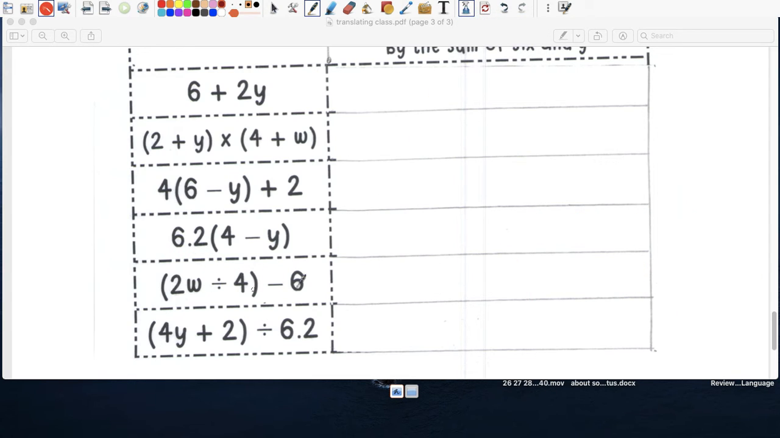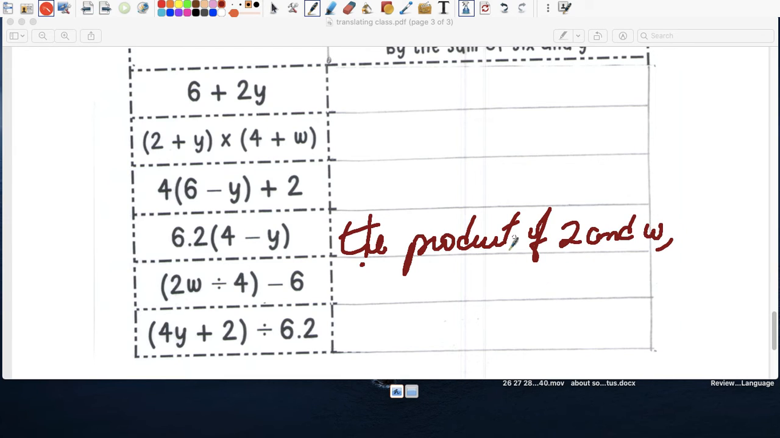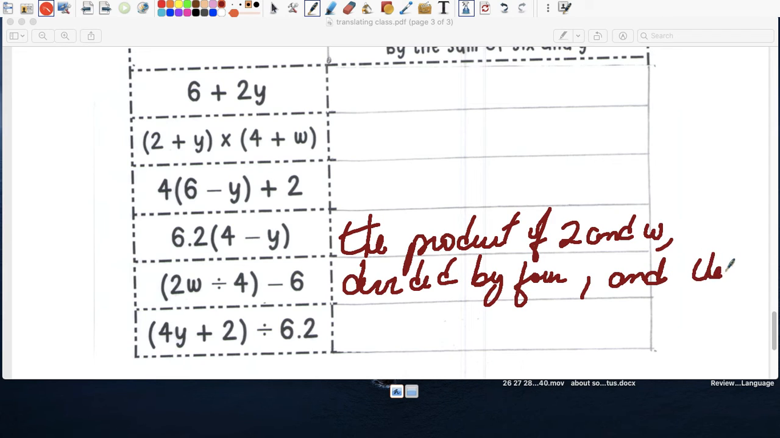In parentheses, let's do the parentheses first. The product of 2 and w, divided by 4, and then subtract 6.